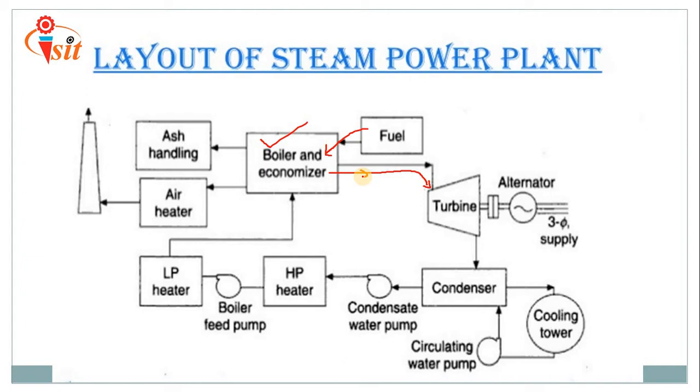Suppose the capacity of the thermal power plant is larger and we want superheated steam. In that particular situation, there is a separate superheater. The main function of the superheater is to again increase the temperature of the steam while keeping the pressure constant. Okay, so such accessories are also generally used in a steam power plant in order to increase the efficiency.